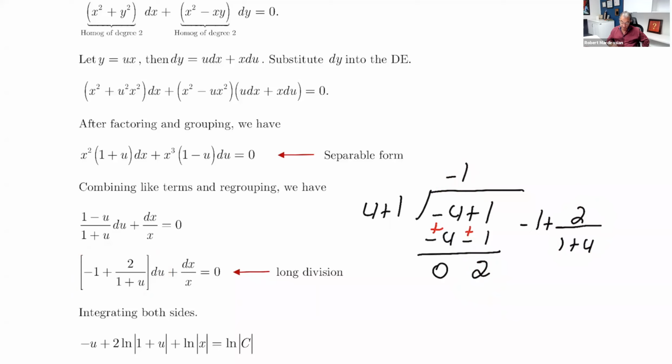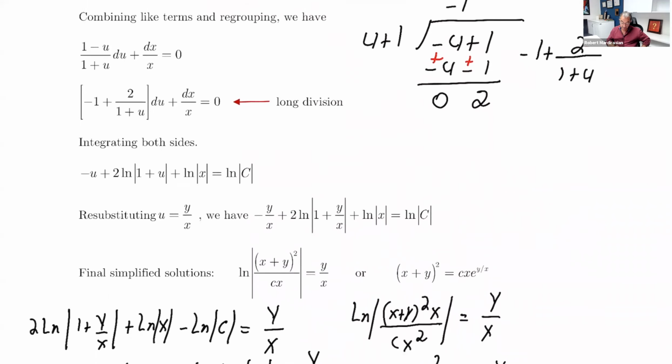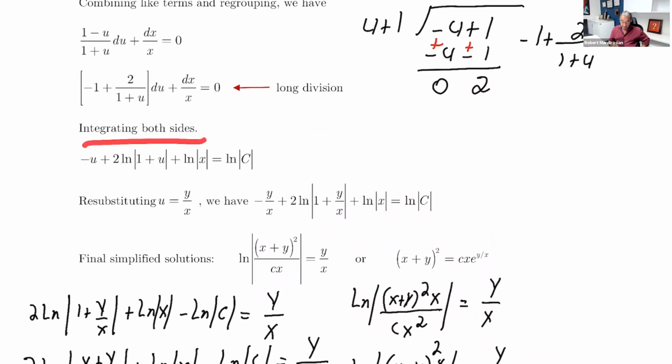Plus dx over x, and we know right away the integral of that is ln absolute value of x. We're going to see that right now. So I put integrating both sides, and again, you get here the integral of negative 1 is negative u, the integral of 2 over 1 plus u, we know is 2 times ln absolute value of 1 plus u, the integral of dx over x is ln x, and this is a constant, but it's nicer to write ln absolute value of c.